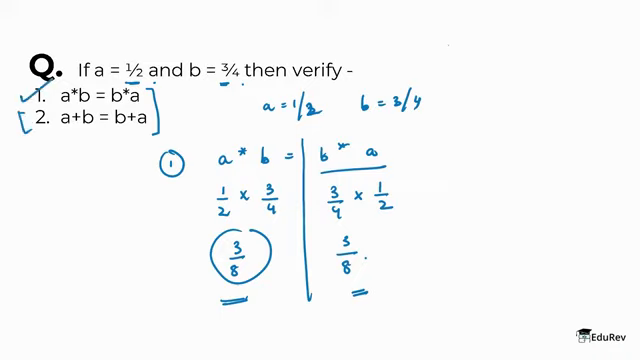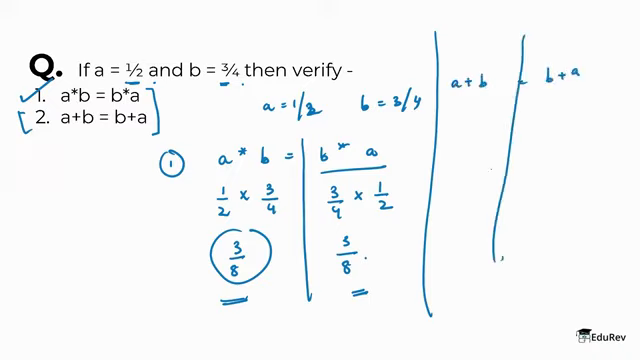Now let's verify the second one, that is A plus B is equivalent to B plus A. If I solve my left hand side, A is half and B is 3 by 4, so half plus 3 by 4 comes out to be 5 by 4. Similarly, when I substitute B as 3 by 4 and A as half on my right hand side, this is also going to be 5 by 4. That means both sides are equal to 5 by 4. Therefore, this equation is also verified.